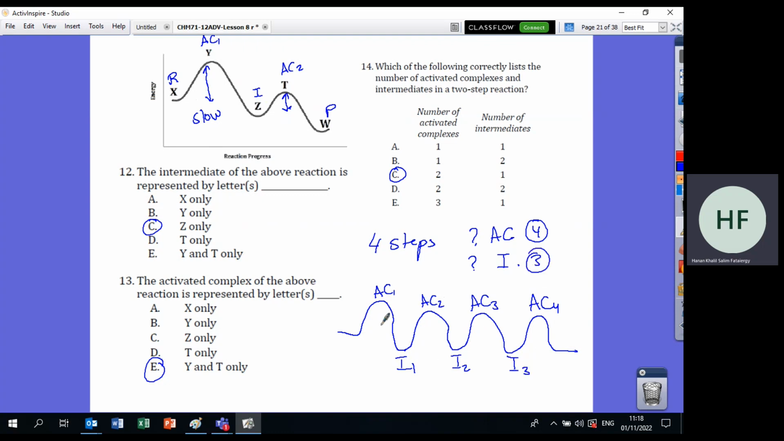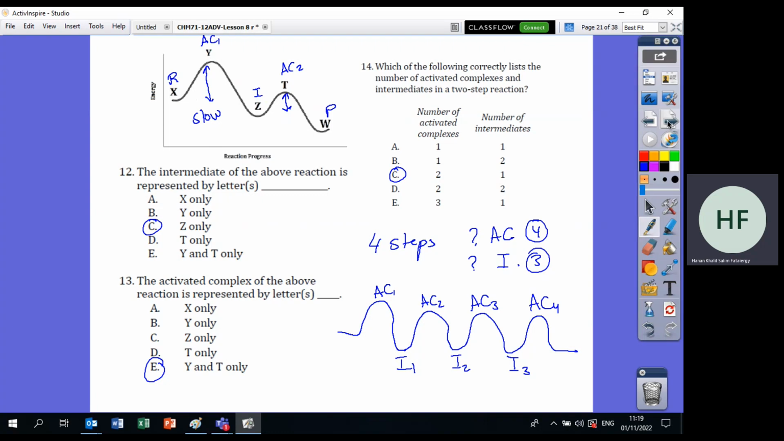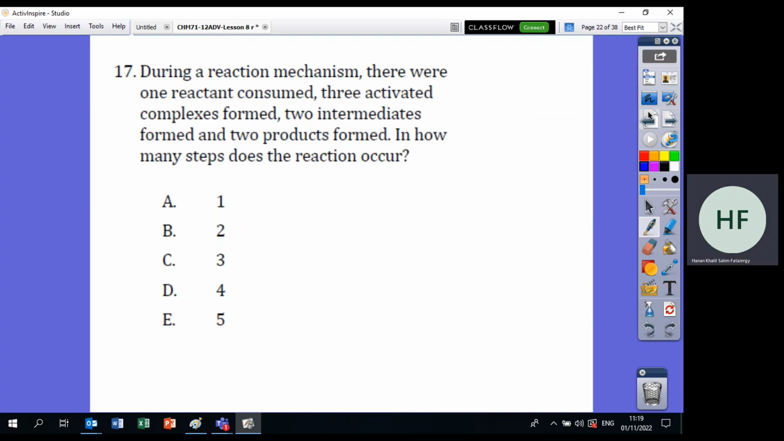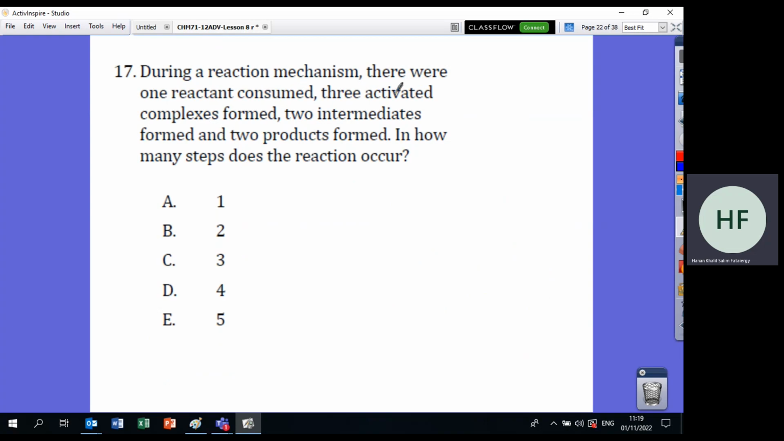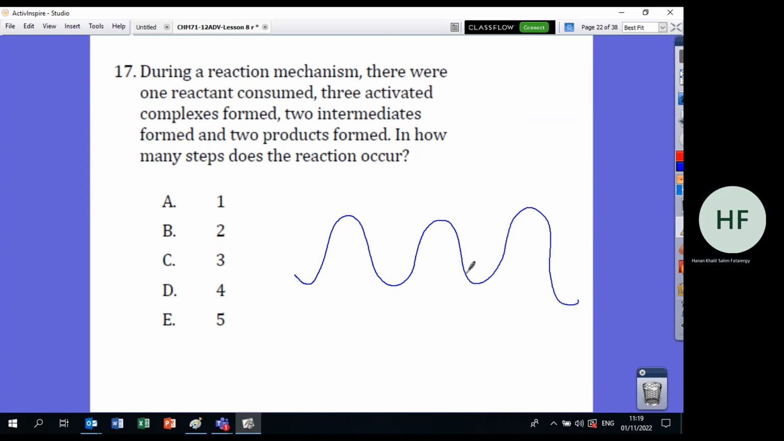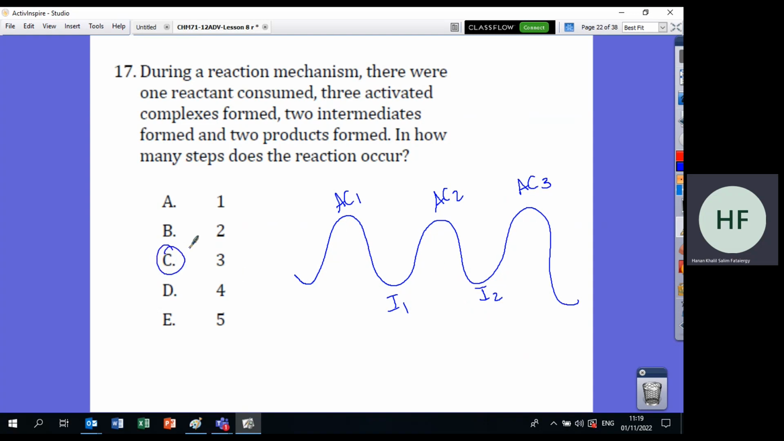If the question was asking for 4 steps, you can draw and tell how many activated complexes and how many intermediates you have. Okay, during a reaction mechanism, 1 reactant consumed 3 activated complexes. This is AC1, AC2, AC3, and 2 intermediates, intermediate 1, intermediate 2. And how many steps does this reaction occur in? Of course, 3 steps.